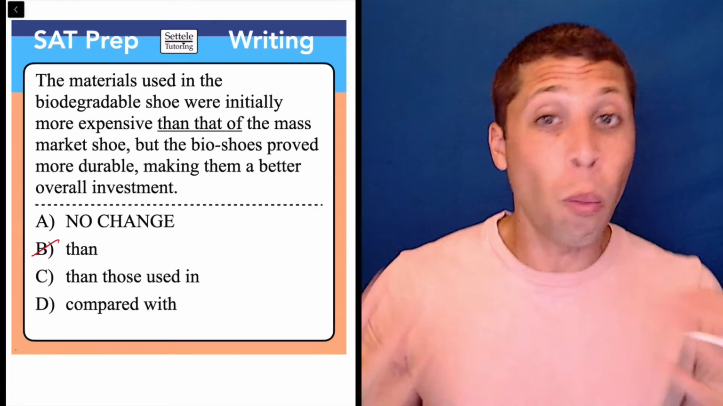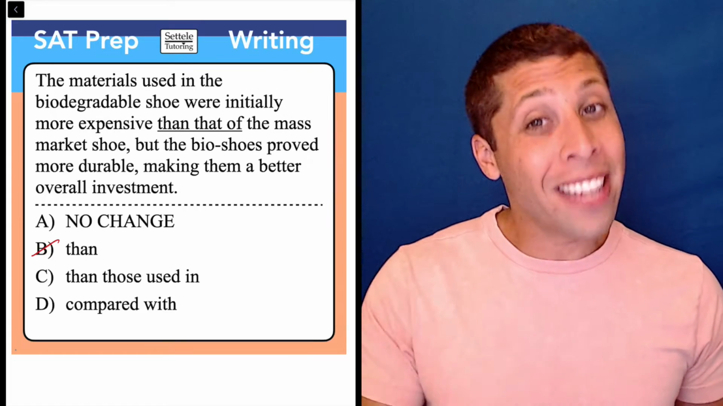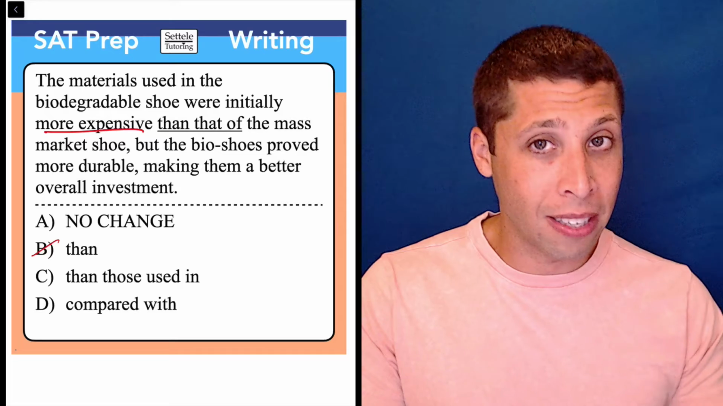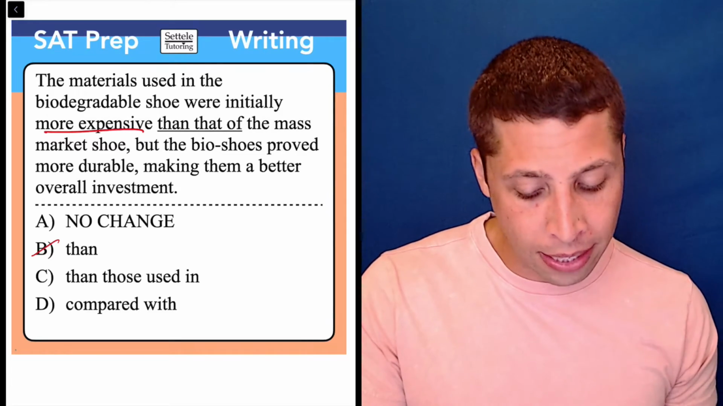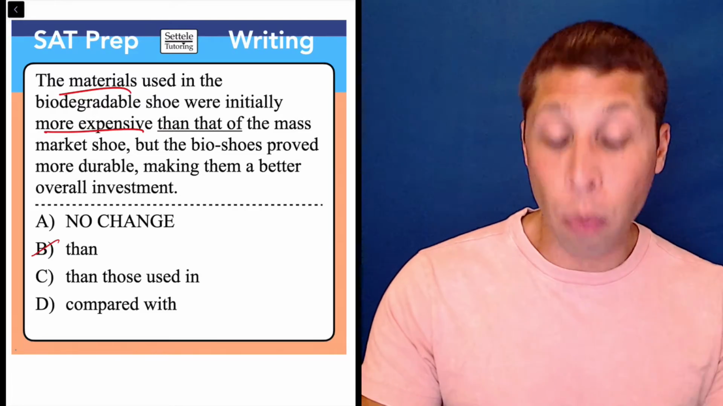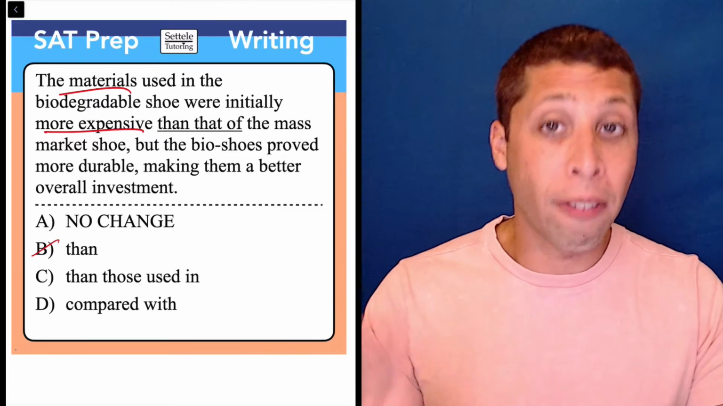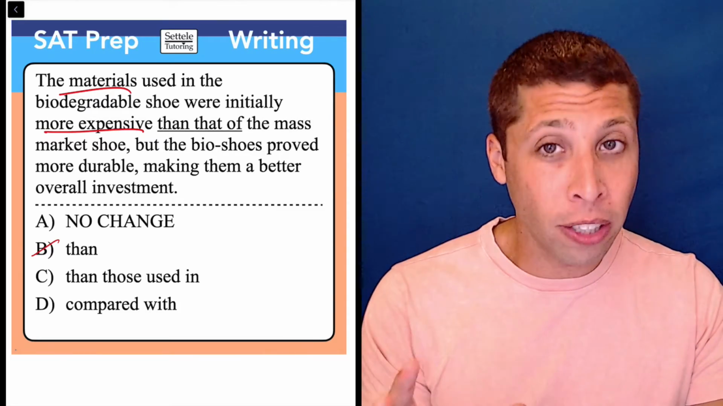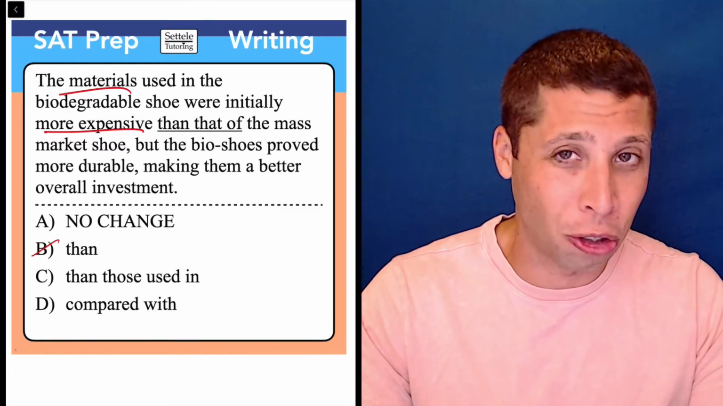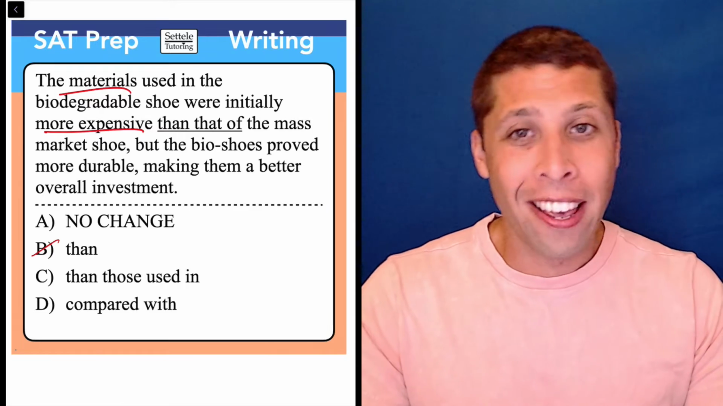We have to ask ourselves, what are we actually comparing here? Are we comparing different types of shoes? Well, it seems that way, but technically not the way the sentence is explained. So here we have something being more expensive than something else, and the beginning of the sentence sets us up. The materials used in the biodegradable shoe were initially more expensive than the materials used in the mass market shoe. So we have to make sure we are actually talking about the materials, and choice B would remove that and just be talking about the shoe directly, which we don't want to do. So we need to specify the materials.